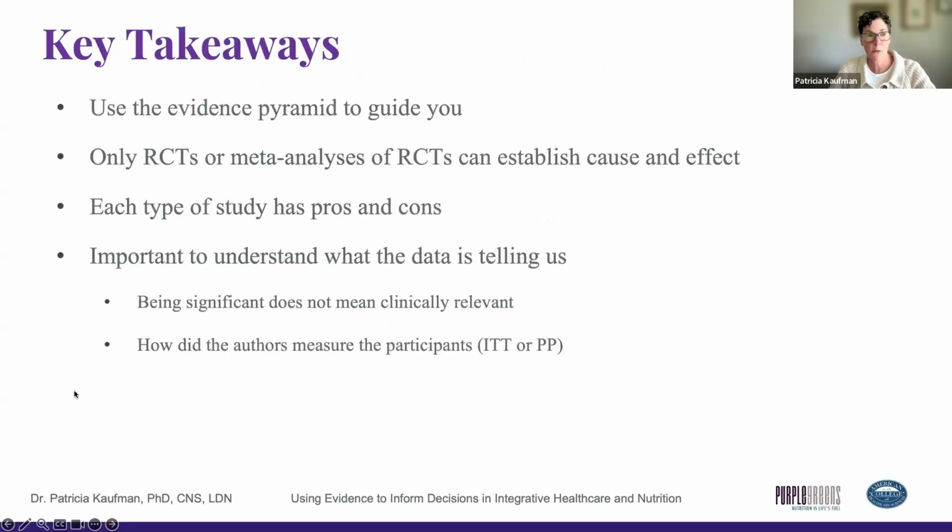Okay, so our key takeaways today are that it's best to use that evidence pyramid to guide you, because remember the strongest evidence comes from systematic reviews and meta-analyses, and only randomized controlled trials, or a meta-analysis that uses randomized controlled trials, can establish cause and effect. Each type of study has its pros and cons, so it's important to understand those. And it's important to understand what the data is telling us. What's significant does not mean clinically relevant. That's probably the biggest thing to always remember.